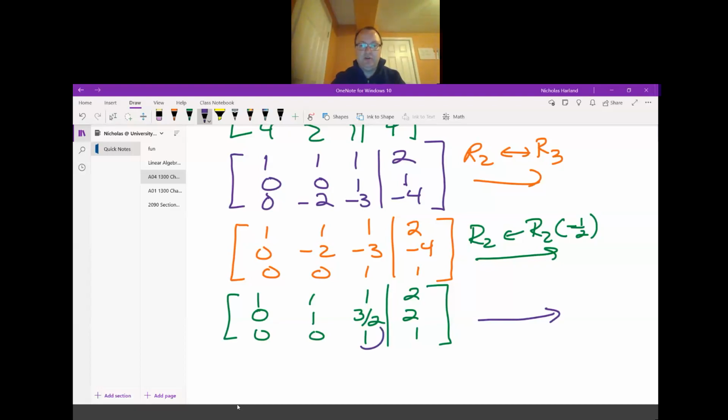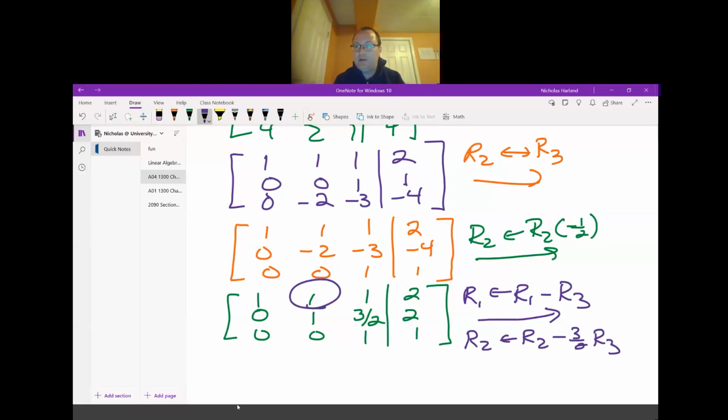Right, so we can use our leading one right here to get rid, and by get rid, I mean turn the things above it into zeros. So we take row 1 and take row 1 minus row 3. And we could take row 2 to be row 2 minus 3/2 R3. Somebody suggested turning this -1 into a 0 as well. That's perfectly fine.